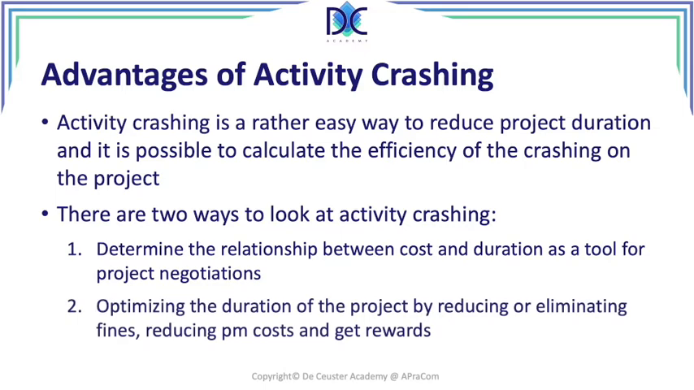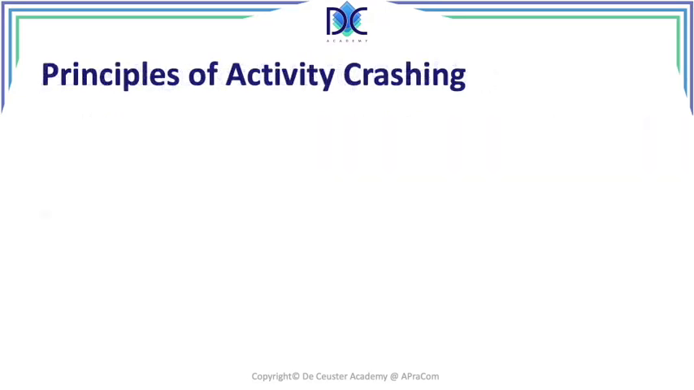So we can evaluate what our cost would be in that case, and we can adjust our price offering taking these elements into account. Another element to look at activity crashing is the optimization of the cost of the project by reducing or even eliminating fines, reducing project management cost or other level of effort cost, and in some cases even to take advantage of rewards. So these are the things that we can find out when we are going to do some activity crashing, and we can identify what is the most optimal solution, what is the optimal duration in our case.